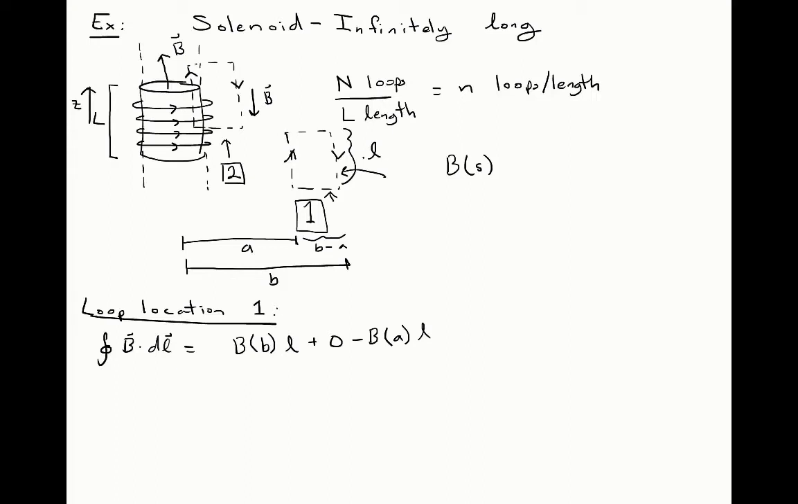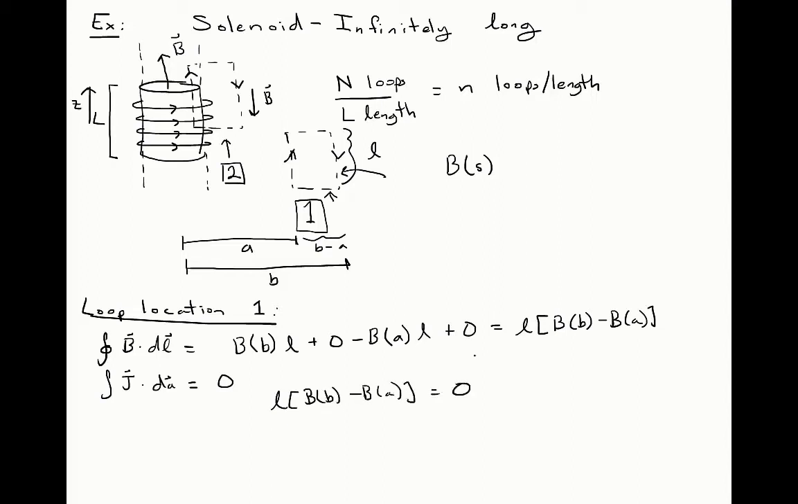And then we come back around the top. It's perpendicular to the magnetic field, so we get 0. Okay, this is our path integral. What about the other side of Ampere's law? Well, we put this out here in the middle of nowhere, so there's no current enclosed. It's 0. So what's Ampere's law tell us? It tells us that L times this, okay, so that tells us that the magnetic field at B equals the magnetic field at A.